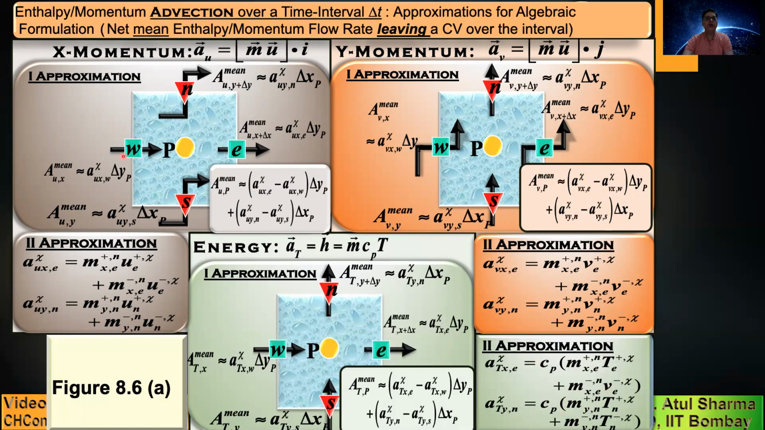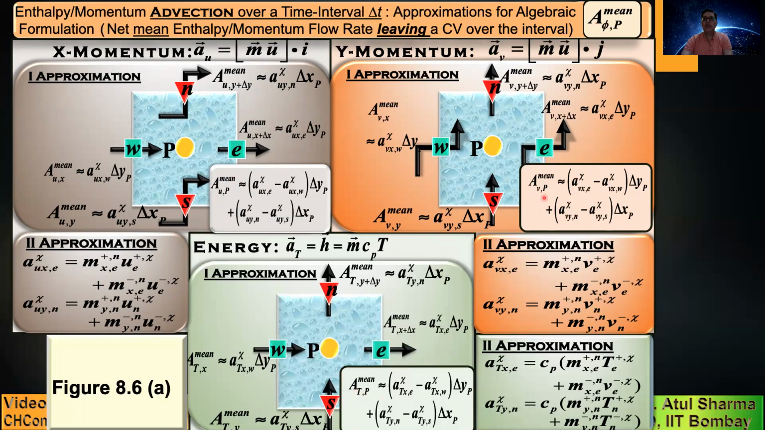This slide shows you the enthalpy or momentum advection over a time interval, and here I am showing you the first approximation and the second approximation corresponding to the advection scheme separately for x momentum, y momentum, and the energy conservation law. We started with unsteady, then we went into advection. So this is the bulk motion where the mass flow rate is driving the transport process. From advection, let us go to diffusion, which is driven by the random motion of the molecules. If this phi is u, this is the net outflux for x momentum; if it is v, then this is for y momentum; and if it is t, it is for energy.